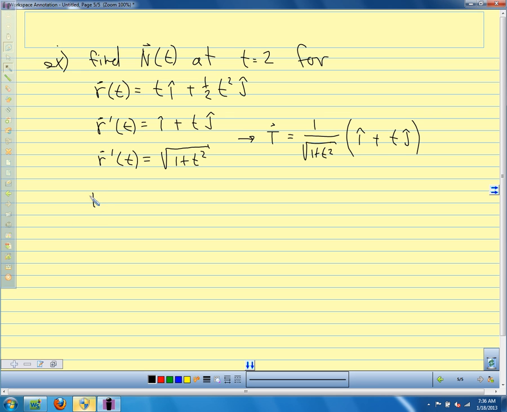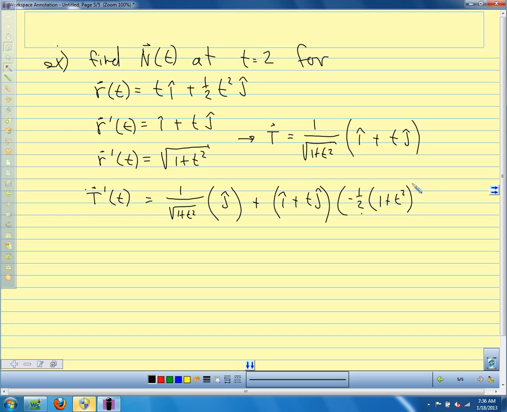So we need to find T prime to find our normal vector. T prime of t, I'm going to use the product rule. We had a product rule for a scalar times a vector. So this is the first. I'm going to say the first times the derivative of the second plus the second times the derivative of the first function. The derivative of the first function, I'm going to write it all out here. Minus 1/2 times 1 plus t squared to the minus 3/2 times 2t. So there's the derivative of this part.